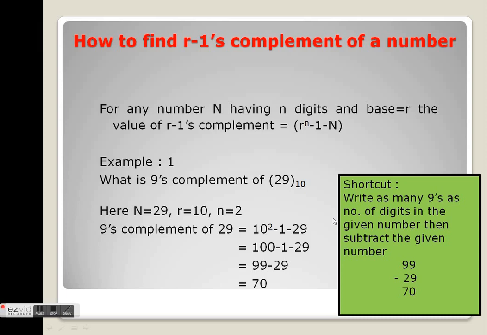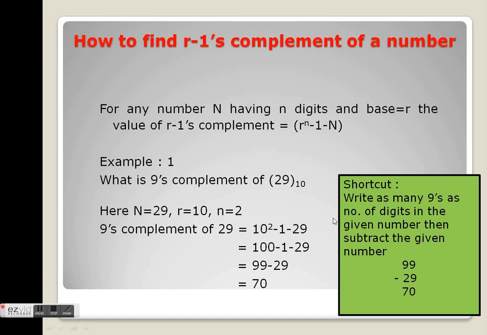Students, in example number 1, we want to find out the 9's complement of the decimal number 29. So in this case, the value of N is 29, value of r is 10, which is equal to the base of the decimal number system, and value of small n is 2, which is equal to the number of digits in the given number. So we have two digits, 2 and 9, so value of small n is 2 here. When we put these values in the formula, we will get 10 raised to the power 2 minus 1 minus 29, and after simplification we will get 100 minus 1 minus 29, which in the next step will become 99 minus 29, and finally we will get 70 in the answer.